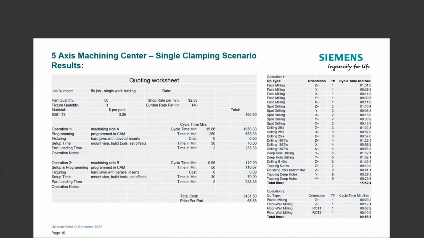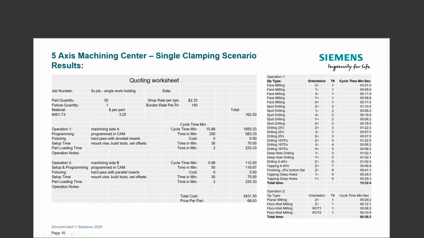For this study, we have decided to just use a part quantity of 50. So I'm specifying my part quantity of 50 here. I'm also specifying my fixture quantity. In this case, the 5-axis will only have 1 fixture. I specify my material, the dollar amount per part, so that's the sourcing cost.